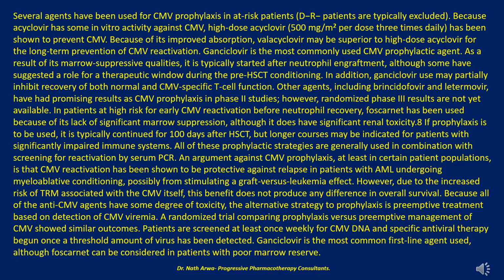Because all of the anti-CMV agents have some degree of toxicity, the alternative strategy to prophylaxis is preemptive treatment based on detection of CMV viremia. A randomized trial comparing prophylaxis versus preemptive management of CMV showed similar outcomes. Patients are screened at least once weekly for CMV DNA, and specific antiviral therapy begun once a threshold amount of virus has been detected. Ganciclovir is the most common first-line agent used, although foscarnet can be considered in patients with poor marrow reserve.